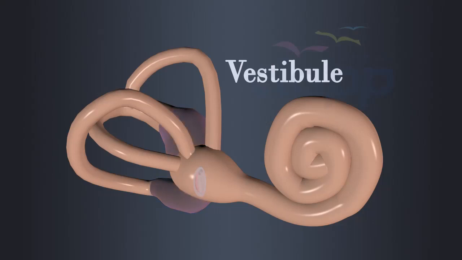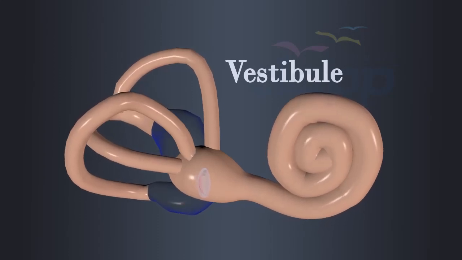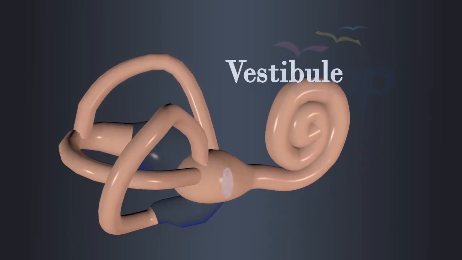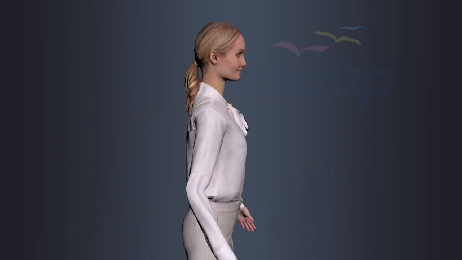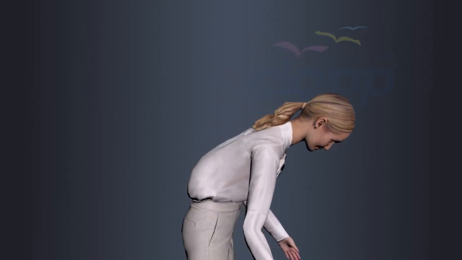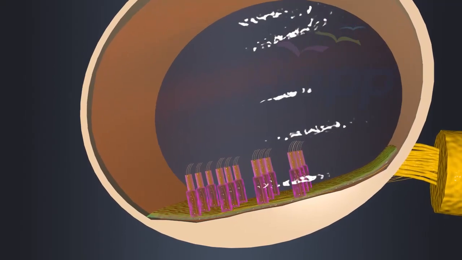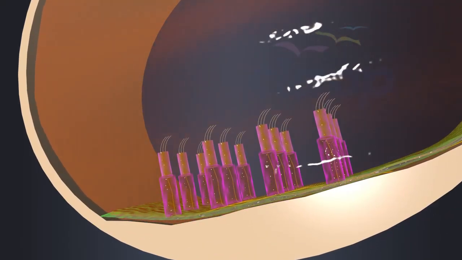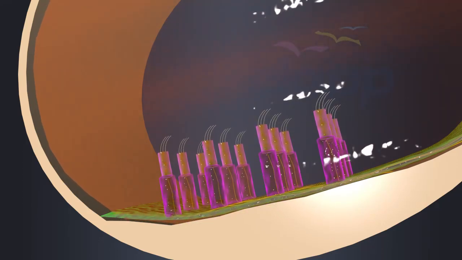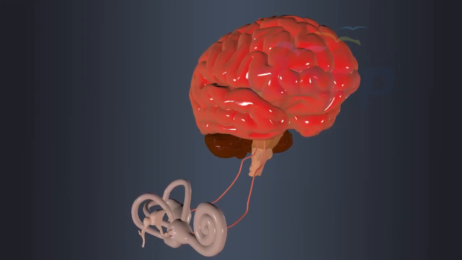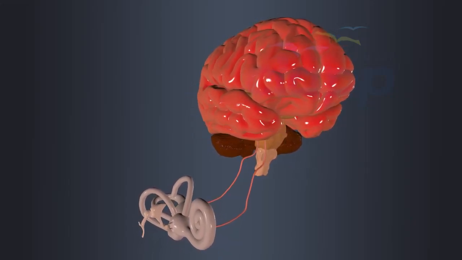Vestibule. The vestibule contains tiny calcium carbonate crystals called otoliths, which are embedded in a gelatinous layer with hair cells. When the head moves in a linear direction, acceleration or deceleration, the otoliths shift due to gravity, causing the gelatinous layer to move and stimulate the hair cells in the otolith organs. This provides information about linear motion and head tilt.